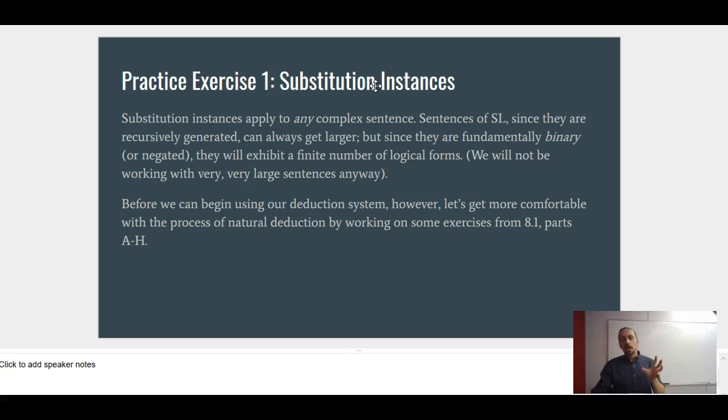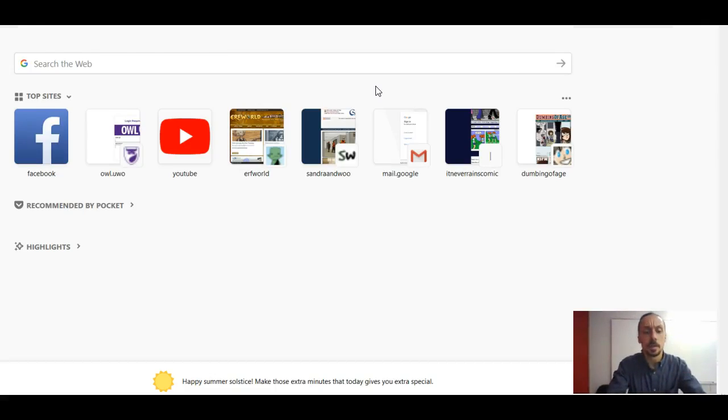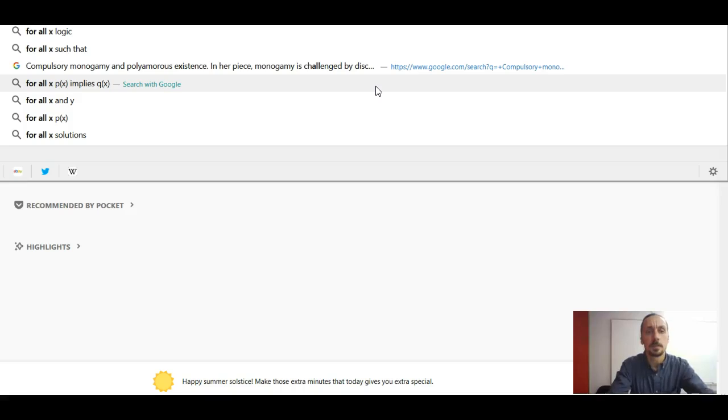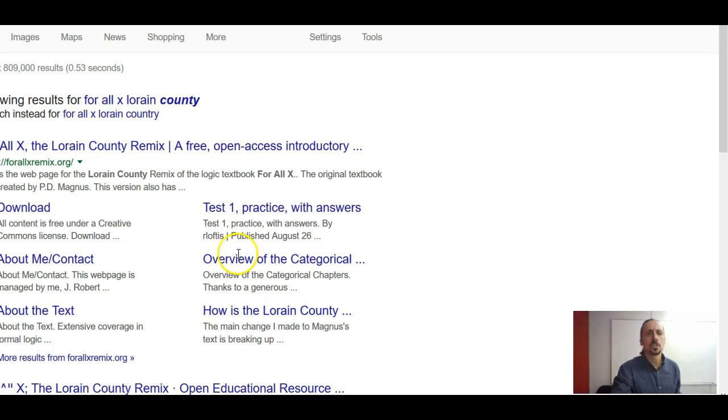Open Chapter 8, Section 1, and look at the exercises in A through H. Go have a look. I'm not going to do this one with you because there's a lot of content here, so it's important. Go look at those problems. Go open For All X, the Lorain County. Did I just write country?